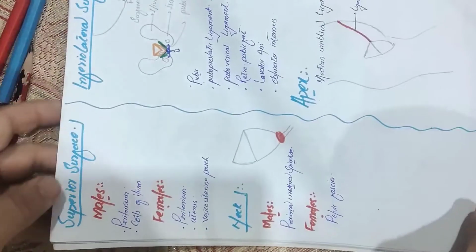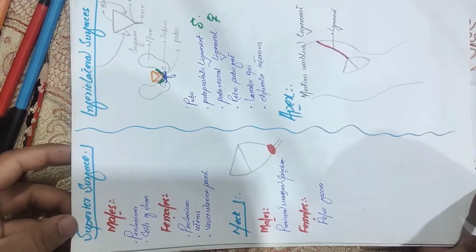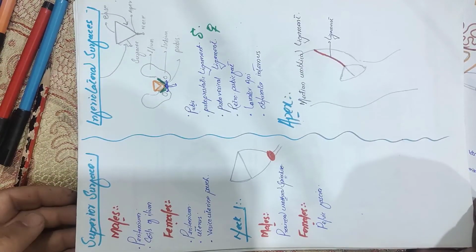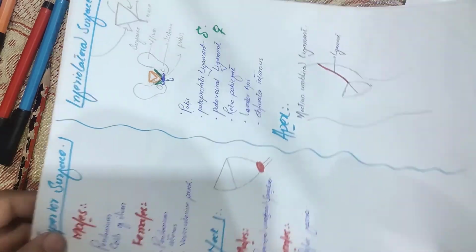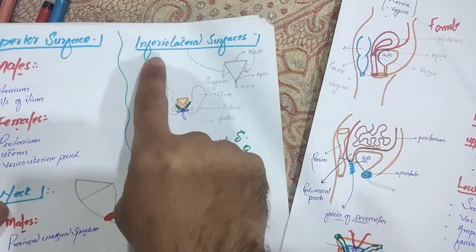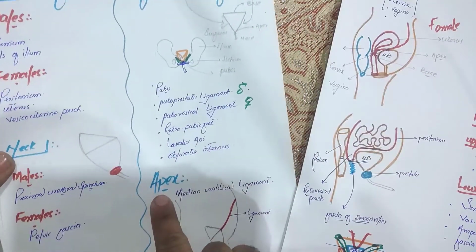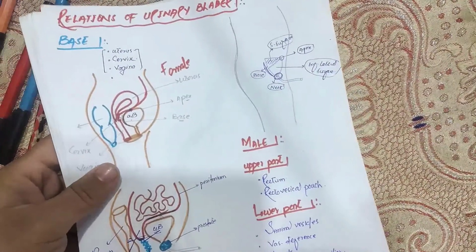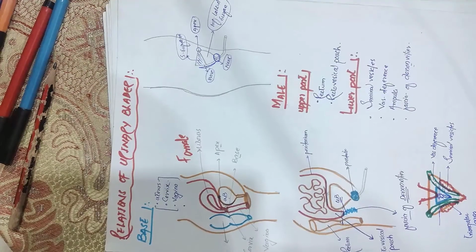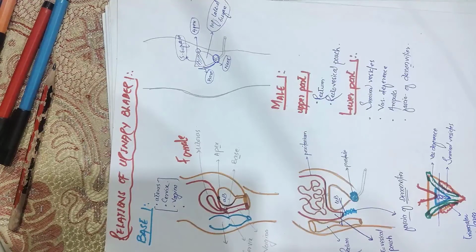Friends, take a picture of it for your notes. Now this is the last lecture about the relations of the urinary bladder. The previous lecture was about the base, and this lecture covered the superior surface, the inferolateral surfaces, and the apex of the urinary bladder. So these lectures included the relations of the urinary bladder. The next lecture will be about the blood supply, venous drainage and lymphatic drainage.